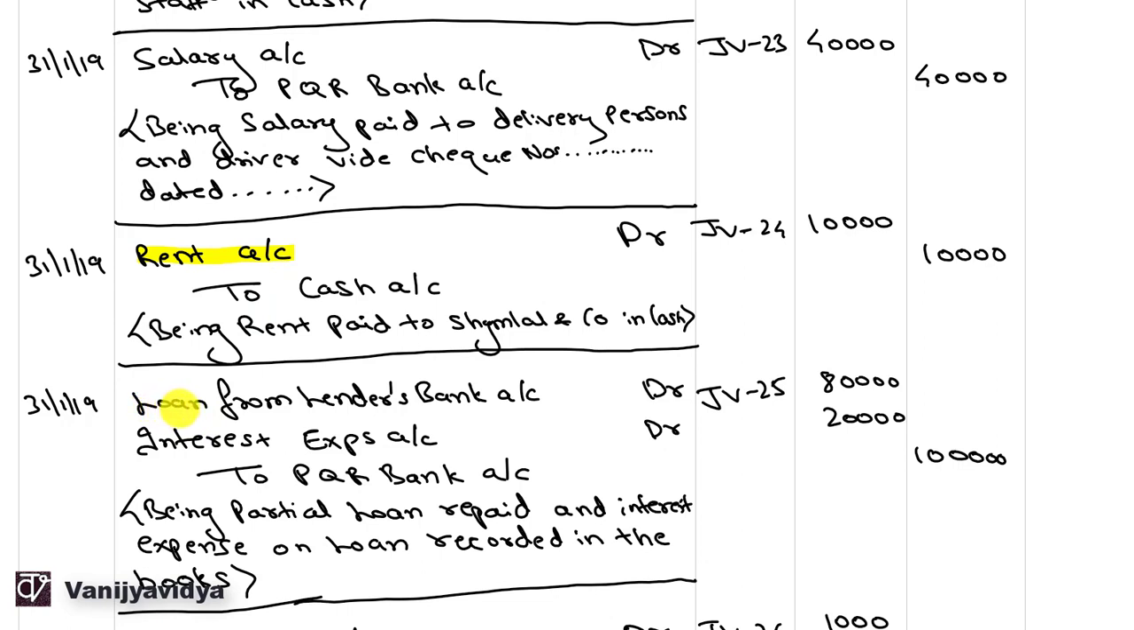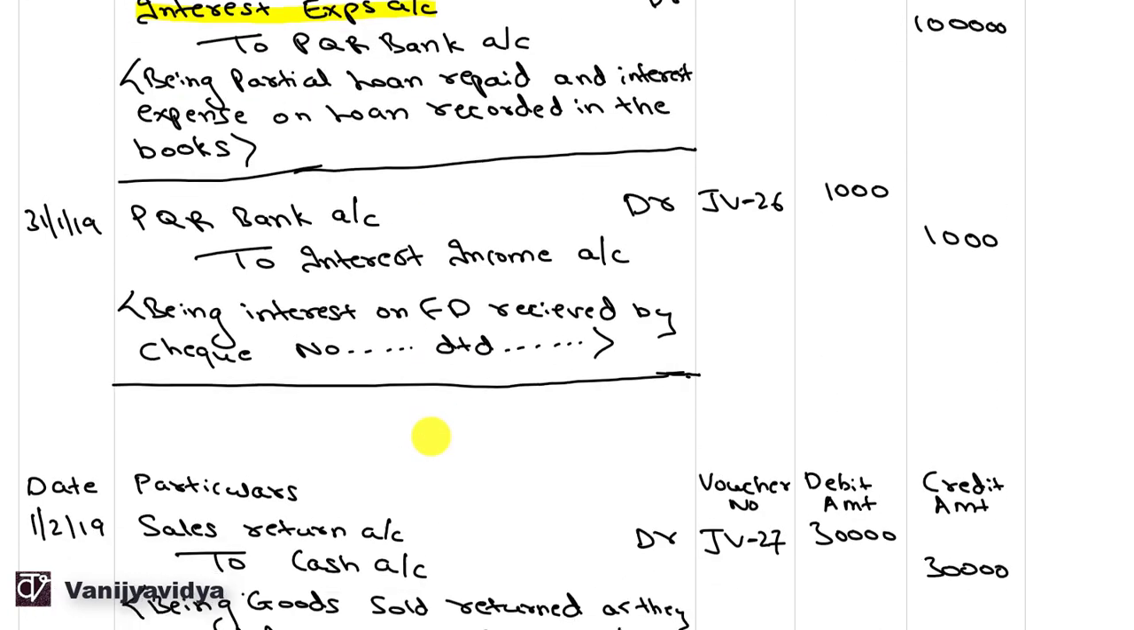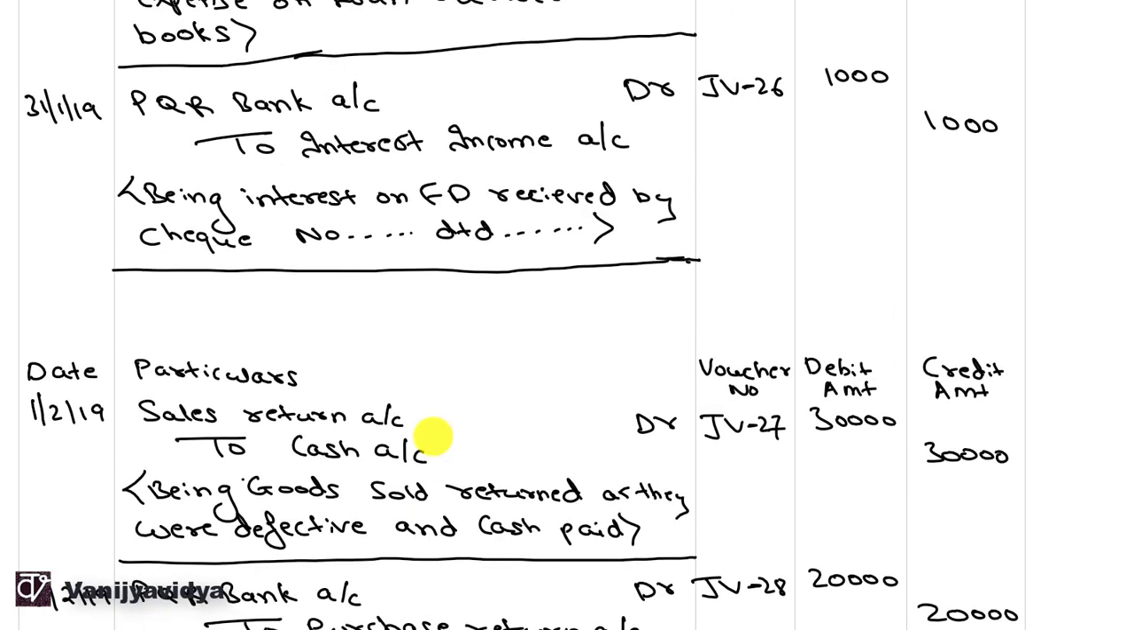JV25, loan from lenders bank account, interest expense account to PQR bank account. Loan from lenders bank account we already listed. PQR bank account is also already there. So we have to consider this interest expense account. It's a new account. Next, JV26, PQR bank account to interest income account. So interest income account is a new account here.